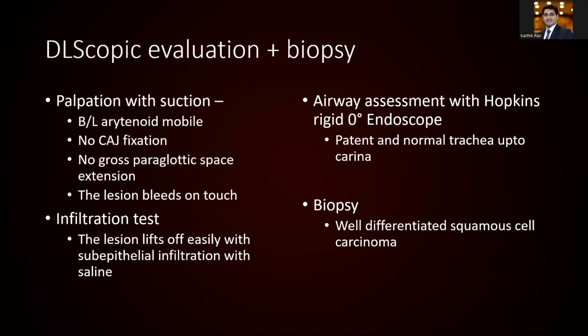We also used infiltration tests to determine the depth of the tumor, to see what kind of surgery we might be able to do. We infiltrated in the subepithelial region, and we were able to see the lesion lift up easily after infiltration with saline. Just prior to extubation, we did an airway assessment with the Hopkins 0° endoscope. The trachea all the way up to the carina was normal. We had taken a biopsy, and it came as well differentiated squamous cell cancer.